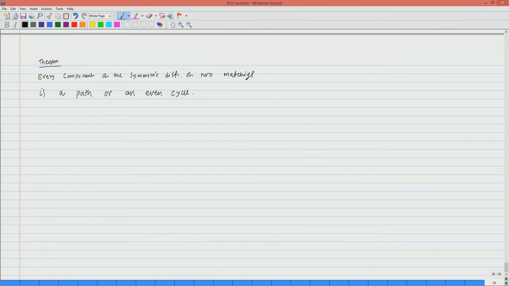Let me illustrate the statement of this theorem using an example. Let me consider this graph. So, I am talking about the symmetric difference of two matchings, and what the properties of that graph are, which is just a symmetric difference of two matchings. Okay. So, this is the graph we are going to consider.